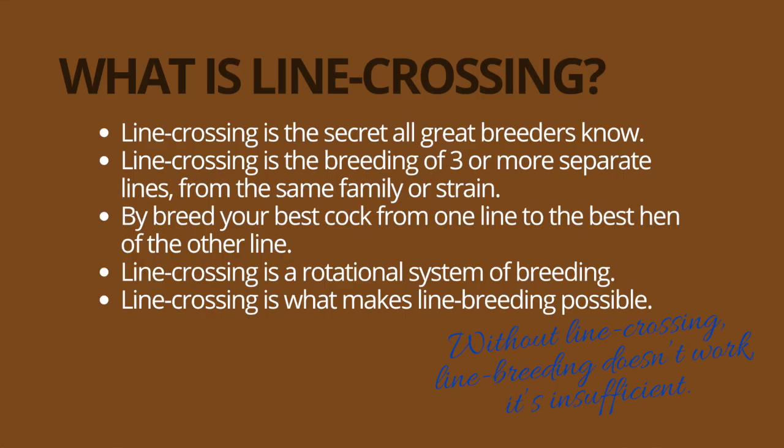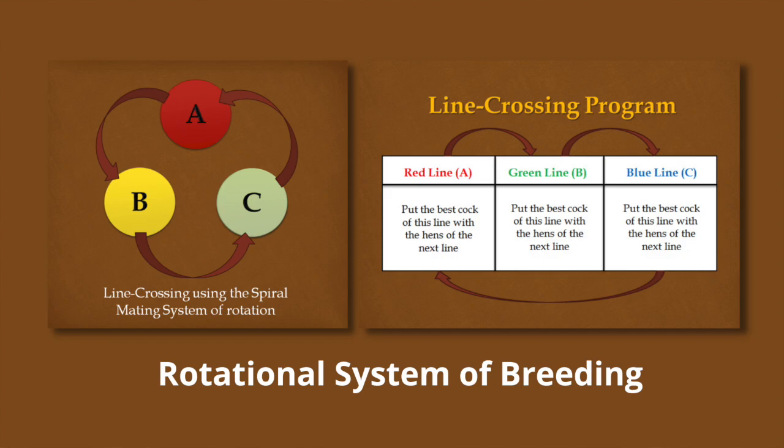We've been talking a lot about this, so we can sum up a lot of it. So what is line crossing? Line crossing is the secret of all breeding that all good breeders know. Line crossing is a breeding of 3 or more separate lines from the same family or strain. You breed your best cock from one line to the best hen of another line. So like we were saying, you breed your best cock from A to the best hen from B, the best cock from B to the best hen from C, and the best cock from C to the best hen from A. Get the offspring from that, pick the birds that you want to create a new line breeding program from, and you reestablish your lines and move forward.